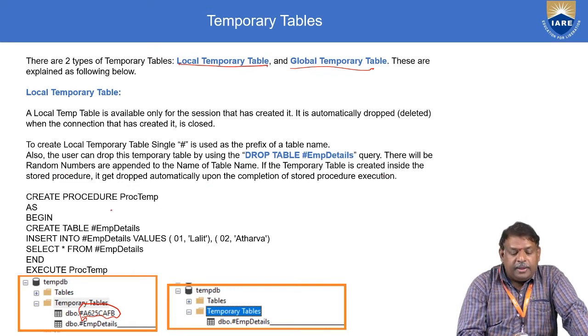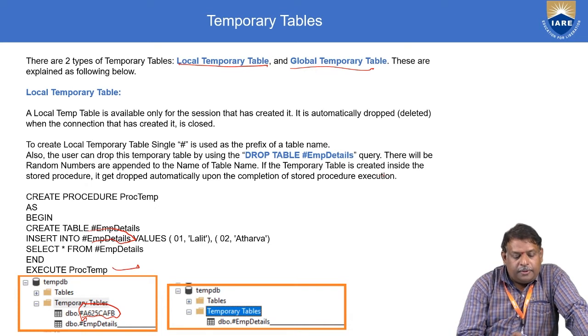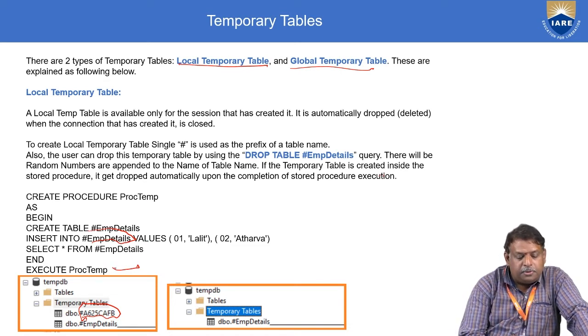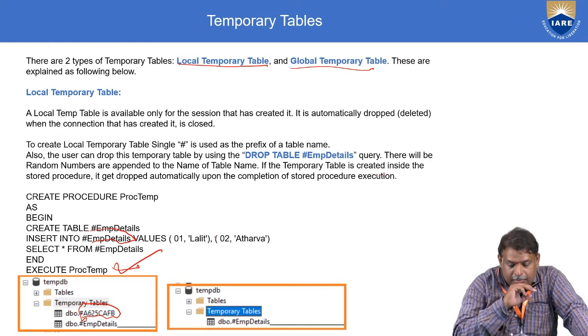Suppose you create a procedure. In this you created a temp table. Automatically after this procedure is executed, the temp table will be dropped. The procedure does create table EMP, insert into these values. After this, you execute the procedure, called procedure temp, and as soon as the procedure completes execution, automatically your table will be dropped.